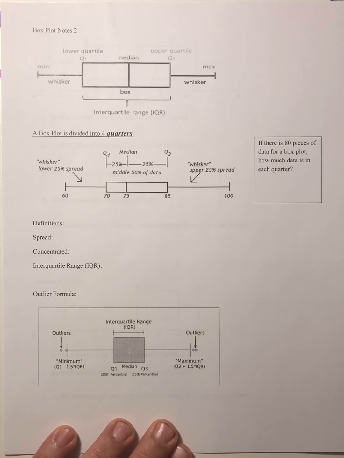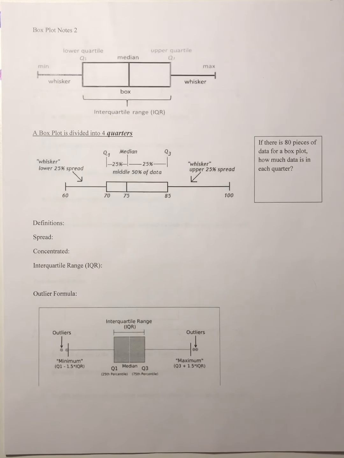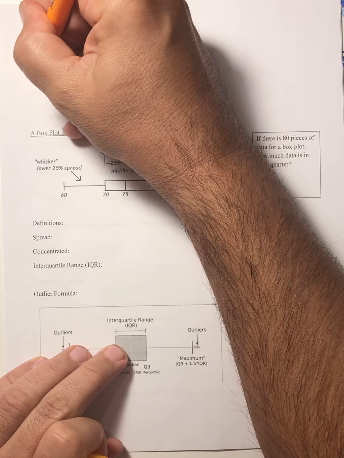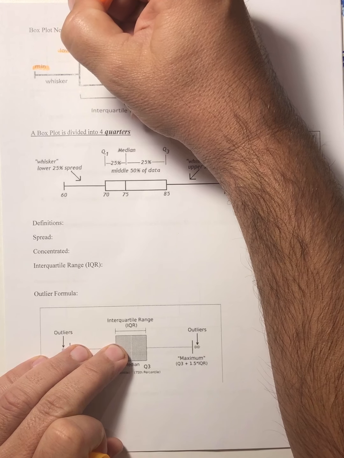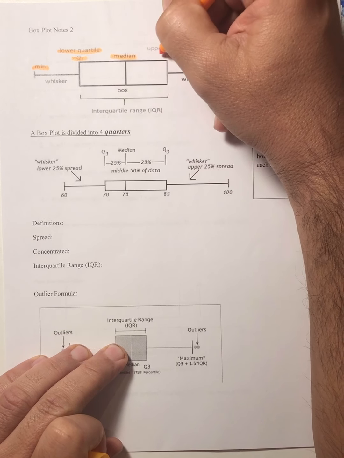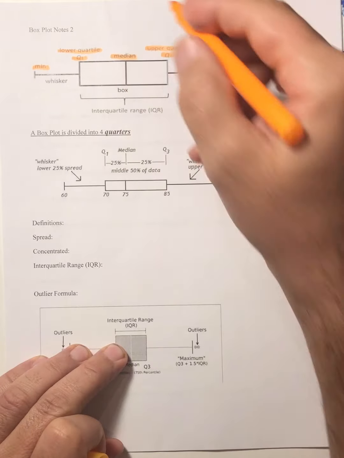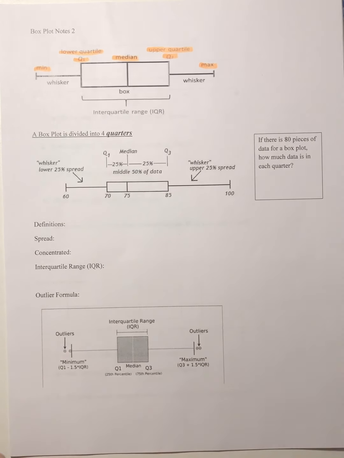And our 5-number summary was the minimum, the lower quartile, also known as Q1, the median, the upper quartile or Q3, and then the max. So that's your 5-number summary of data. Today we're going to talk about spread, interquartile range, and outliers.